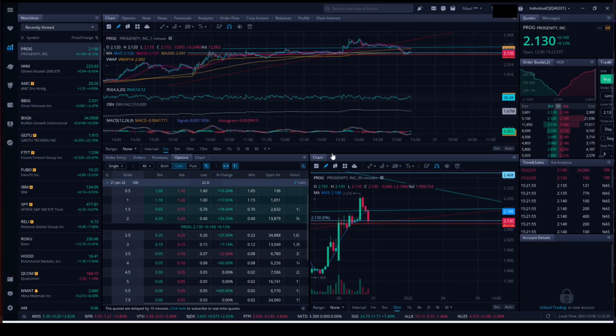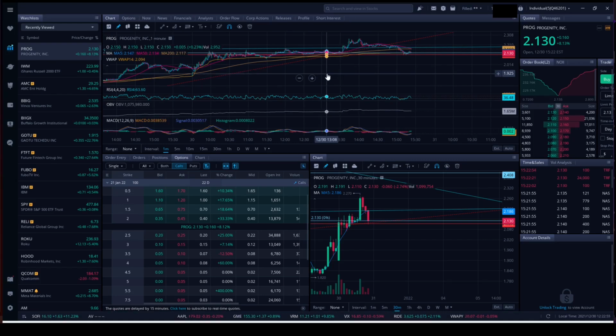All right, so this is just a quick example on vertical spreads. A lot of members of the Discord were asking, what is a vertical spread? How do you use it to take advantage of diminished risk versus reward when trading options?